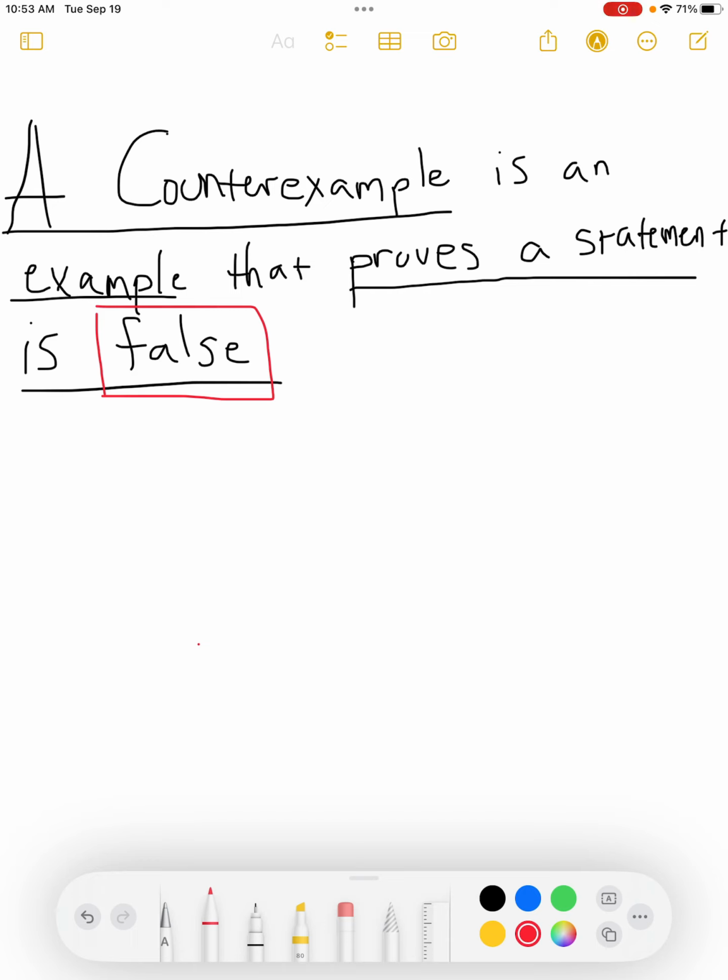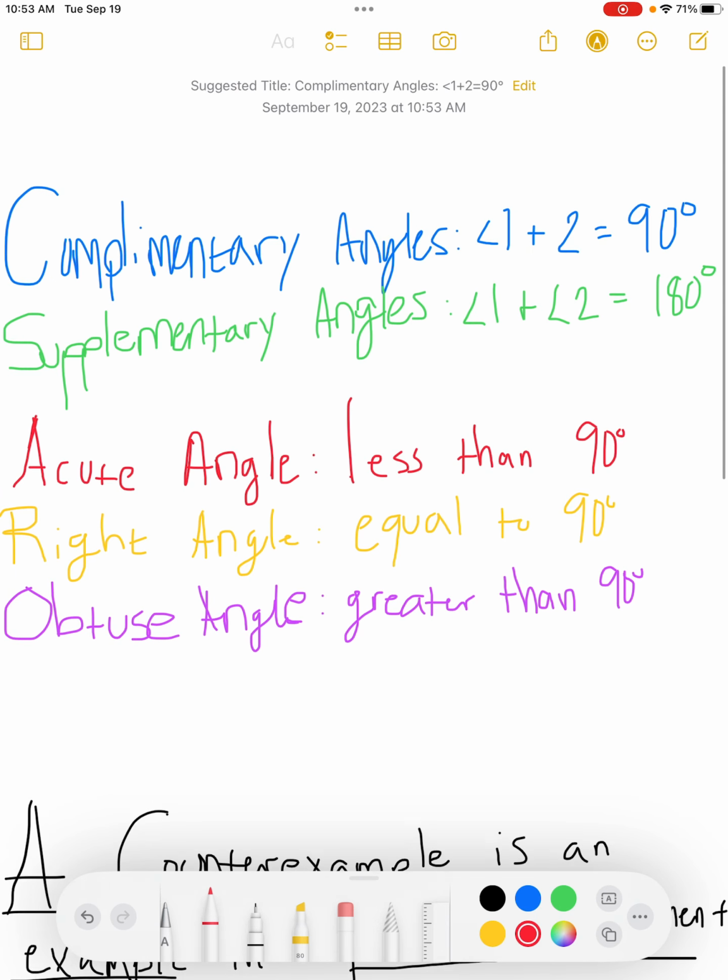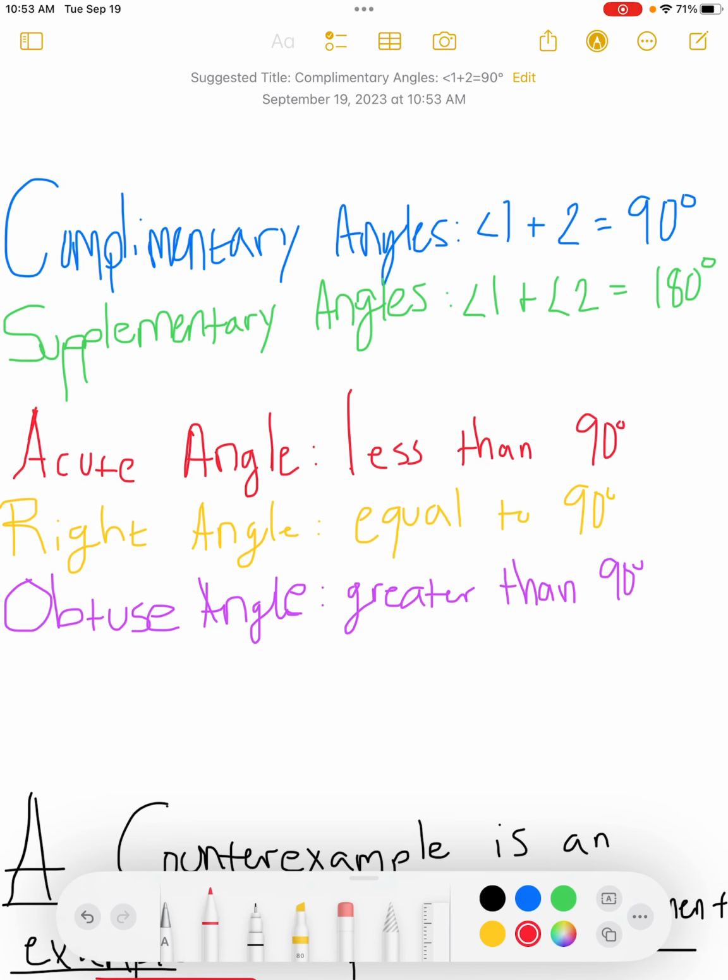Okay? Before we hop into that though, and actually try to find some counterexamples, there's some vocab that we need to talk about that will make the assignment easier because they're going to use these words. So if you don't know these, well then it's going to be hard to prove a counterexample, right? Because you don't know what we're talking about. So at the very top, we have complementary angles and we have supplementary angles.